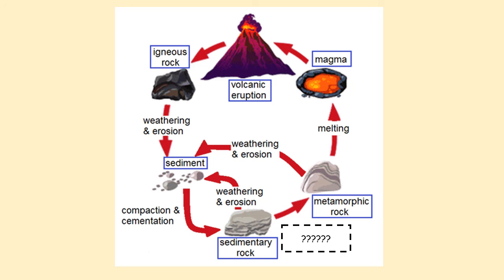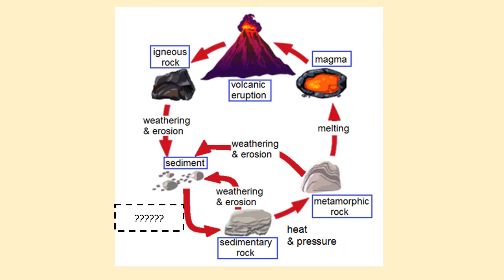Right, what's missing now? The words at the bottom right, what's missing? The words that are missing there are heat and pressure. That's what forms a metamorphic rock. Next, we've got some words missing on the left-hand side. What turns sediment into sedimentary rock? Well, the words missing are compaction and cementation, or you could say compression and cementation.